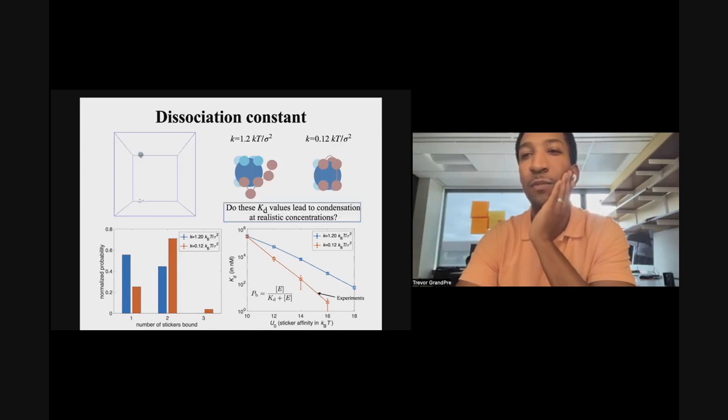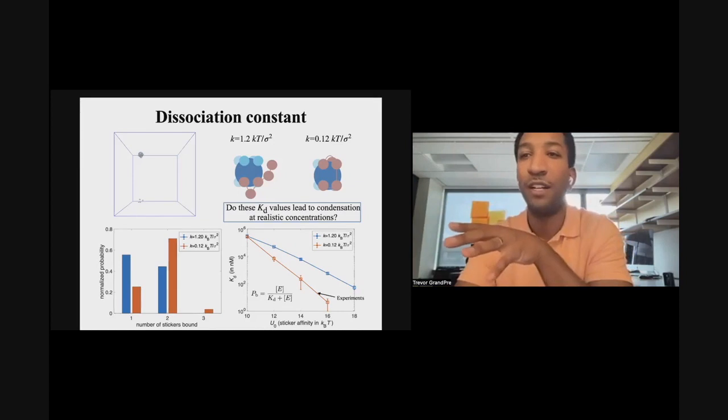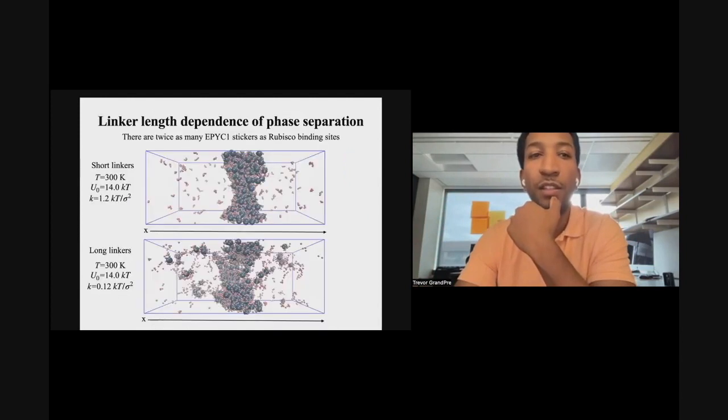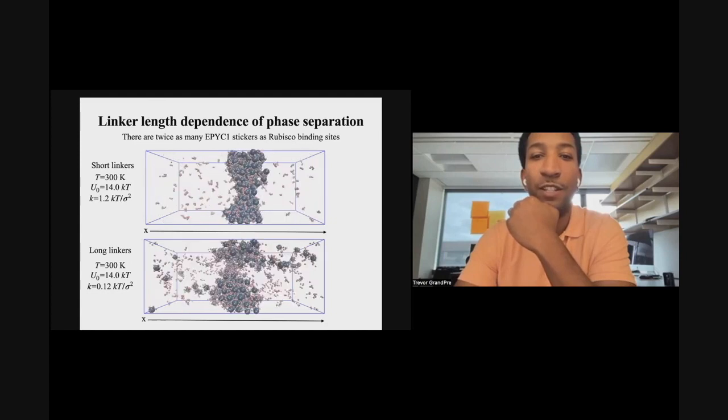And so in principle, I showed you molecular bonding and the association constant, but do these dissociation values lead to condensation at realistic concentrations? So that's what I'll go into now. Here I'm going to show you two simulations. The top one is for the short linker system, or the large spring constant, and the bottom will be for the long linker system. Let me know if you see any difference.